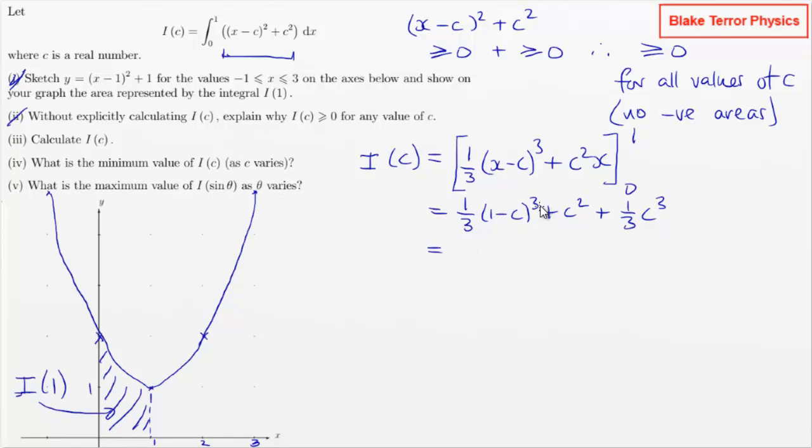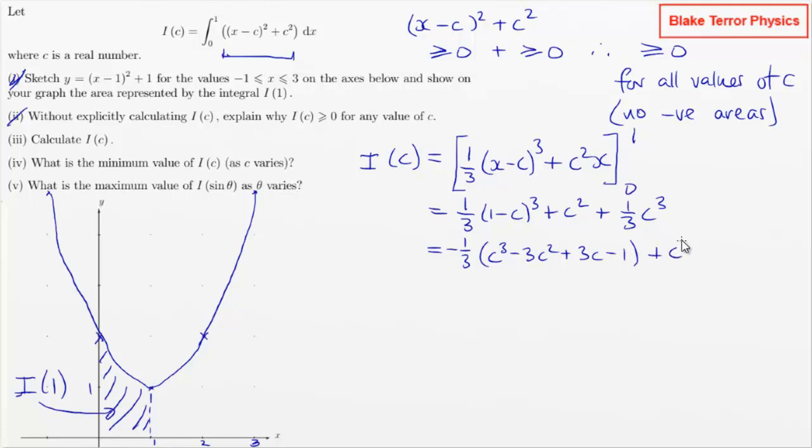Let's expand out this cube then, this bracket here. Let's take the minus 1 out the front. It's going to be easier. So let's treat that as minus 1/3 and then expand out c minus 1 cubed. So c minus 1 cubed is going to be c cubed, then we'd have minus 3c squared plus 3c minus 1. I just find it easier to not have the minus sign on the c when I'm expanding those out.